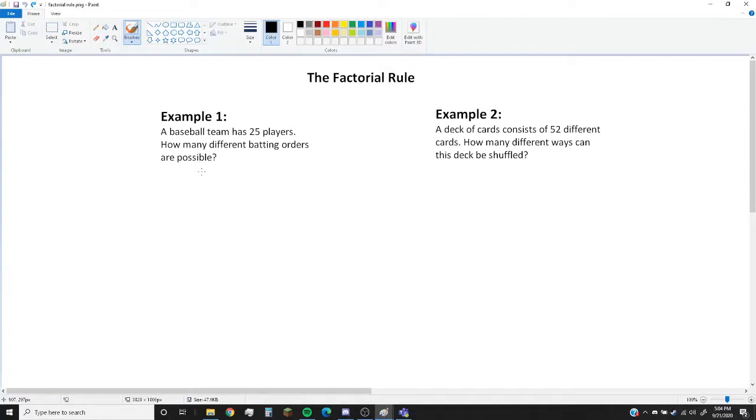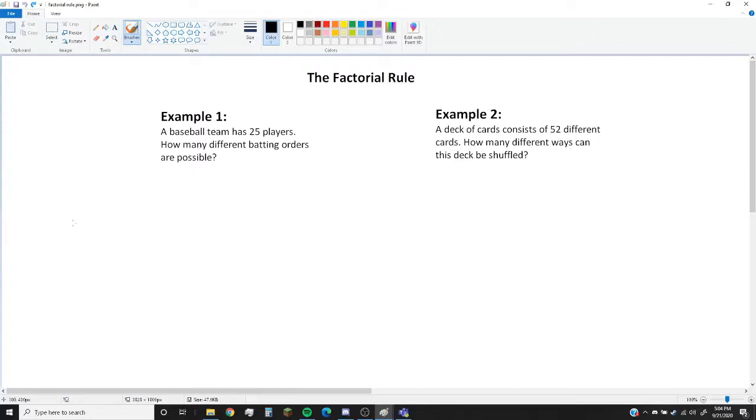In this video we're going to go over the factorial rule for stats. The factorial rule is pretty similar to the counting rule in the last video, but that'll become apparent once we start doing an example. Example 1: a baseball team has 25 players. How many different batting orders are possible? Basically, how many different orders can we arrange those teammates out of 25 people?